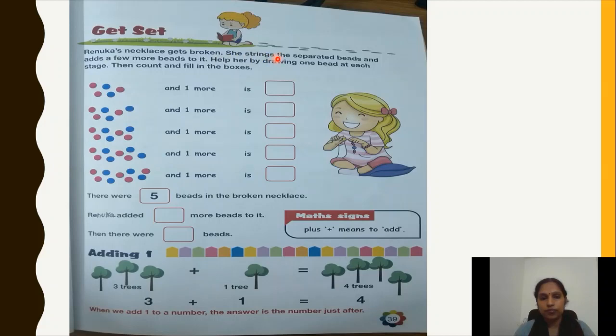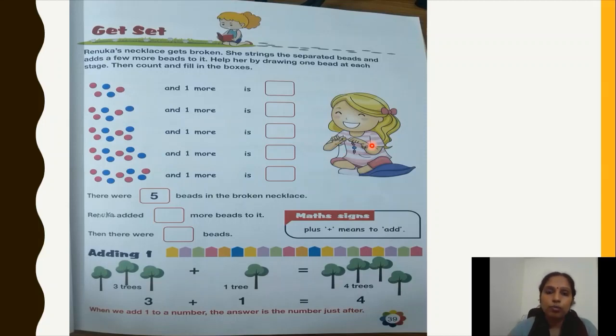She strings the separated beads and adds a few more beads to it. Help her by drawing one bead at each stage. Then count and fill in the boxes. Can you tell the name of this girl? Yes, her name is Renuka.